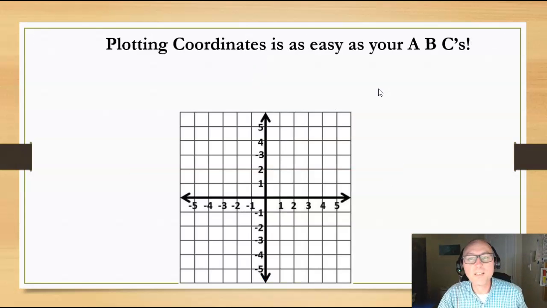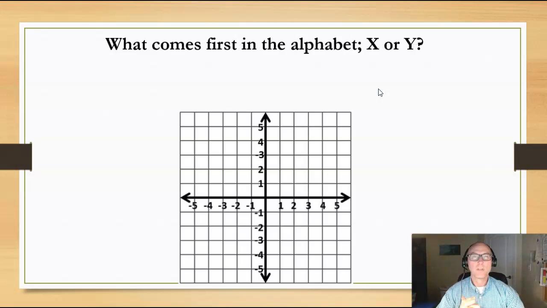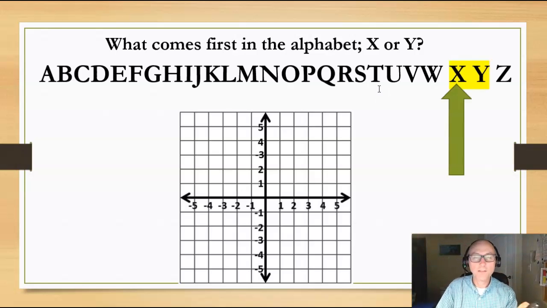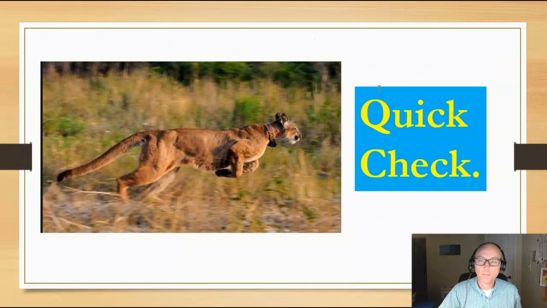Plotting coordinates is as easy as your ABCs. What do I mean by that? What comes first in the alphabet, X or Y? You've got to think about it. Just go. A, B, C, D, E, F, G, H, I, J, K, L, M, N, O, P, Q, R, S, T, U, V, W. What comes next? X, Y, Z. If you know your ABCs, you know your X, Y, Zs. X is first. Quick check.